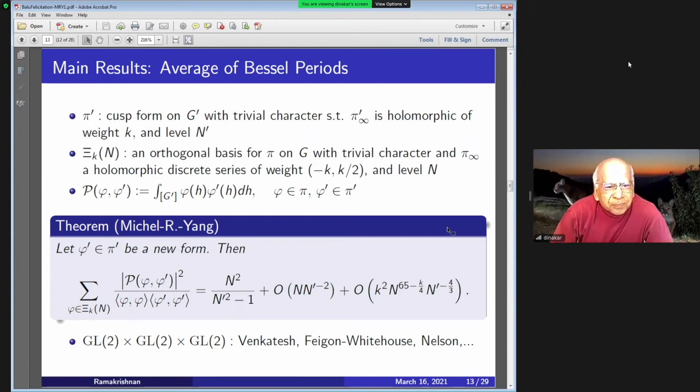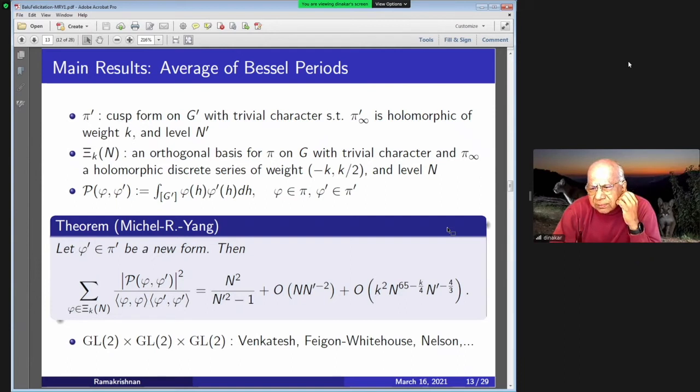Okay, so you have a cusp form on U11, that's phi prime, a form that generates this representation pi prime. And then pi infinity prime, I'm going to assume to be holomorphic type of weight k. As I said before, SU11 is SL2. So you can think of this pi prime as just like a holomorphic newform of weight k and level n prime. And then on the U21, we also take a holomorphic form, but it'll be a holomorphic discrete series of this particular weight, minus k, k plus k over 2.